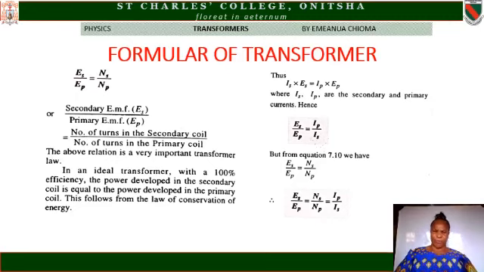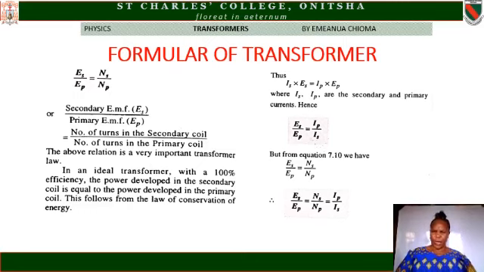In an ideal transformer with 100% efficiency, the power developed in the secondary is equal to the power developed in the primary. We can say that from this law: IS times ES is equal to IP times EP, where IS and IP are the current in the secondary and the current in the primary. We can also restate the law as ES over EP is equal to IP over IS.